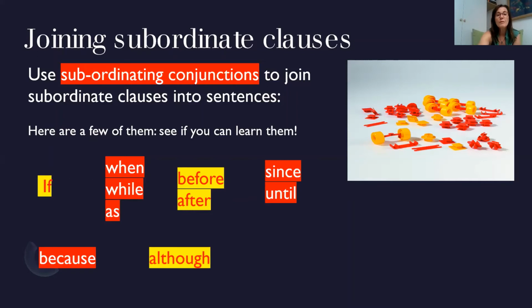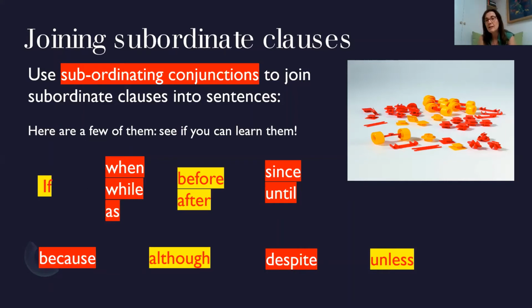Because, although, despite, and unless. They're all sort of reason conjunctions. So if, when, while, as, before and after, since, until, because, although, despite, unless. Try and remember them like a little song that you keep repeating to yourself, and then you can learn them quite easily. I'll go through it once more.